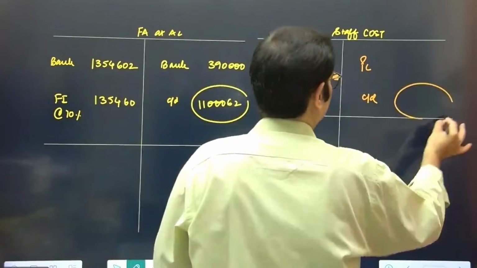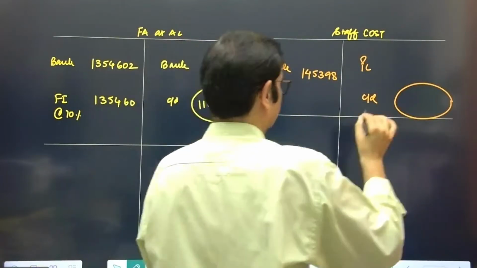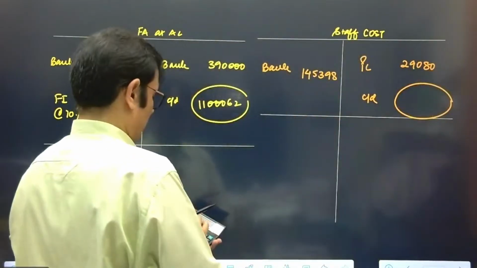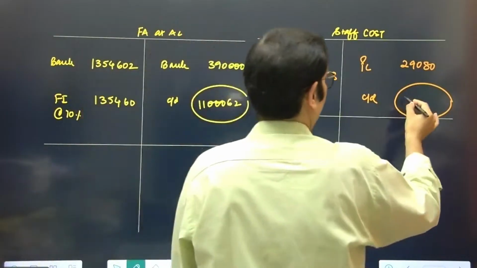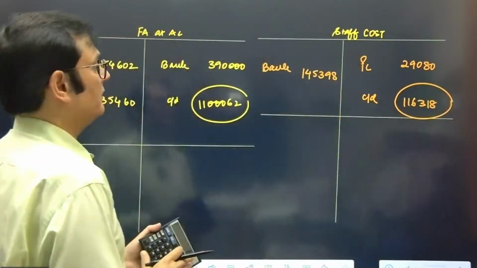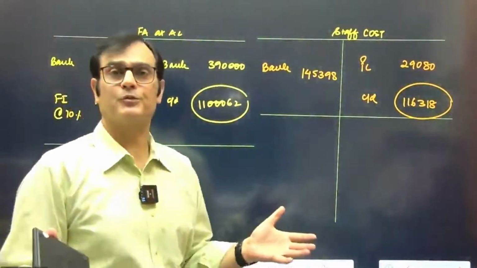So this will be a straight line amortization. Divided by 5, it comes to 29080. So 145,398 minus 29080, the balancing figure is 116318. And this will be amortized on a straight line basis for the next 5 years. As simple and as straight as that.